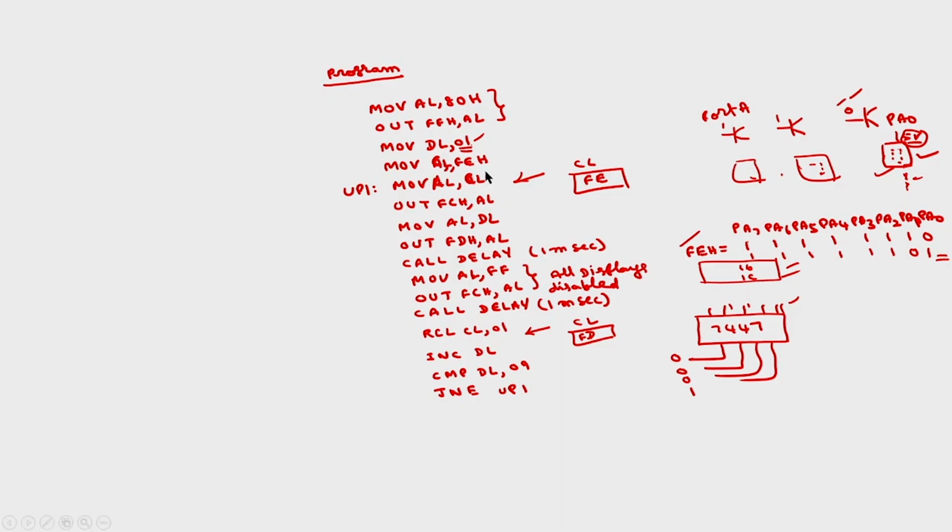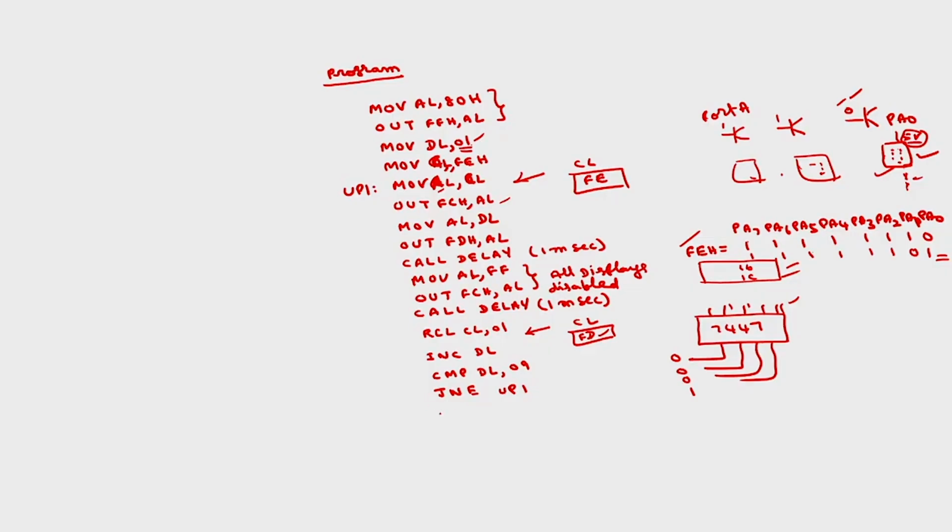Same thing, but because you are changing this CL, you have to take CL here and AL here. This is CL and this is CL, this is AL. In CL we have the code corresponding to FD, which I am taking into AL, then I am going to output this. After that DL becomes 2, 3, 4, so like that 8 will be displayed on the 8th display, 1 on the first display, 2 on the second display.